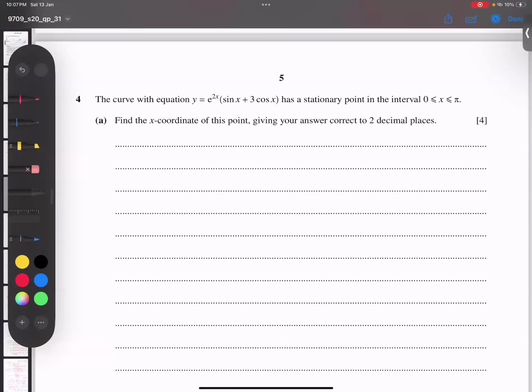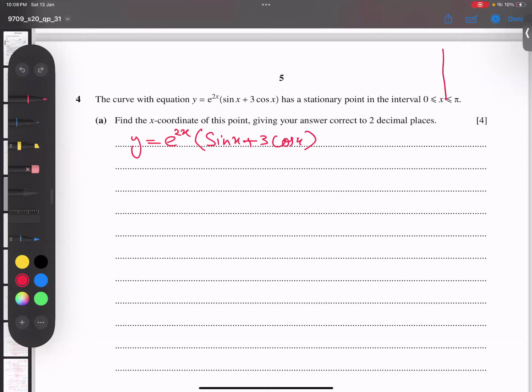Bismillah ar-Rahman ar-Rahim. This is a question from June 2020, paper 31, question number 4. We have y equals e to the power 2x times (sine x plus 3 cos x). We have to find the stationary points from 0 to pi.